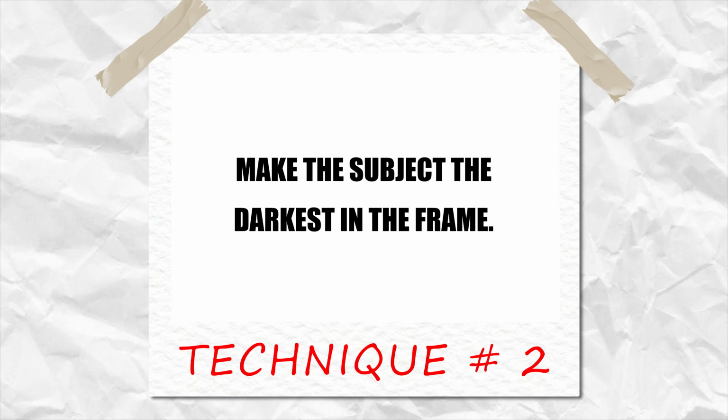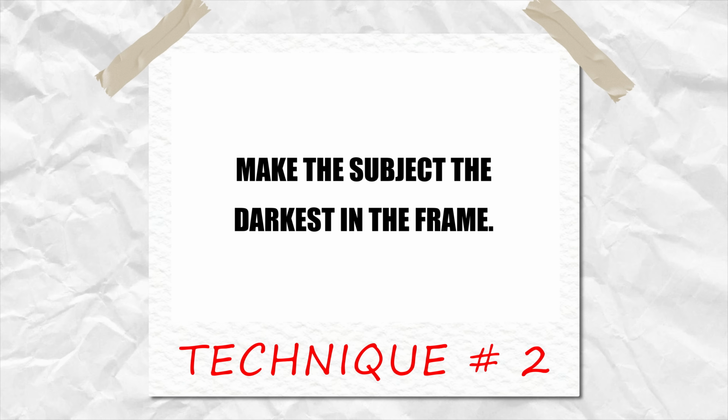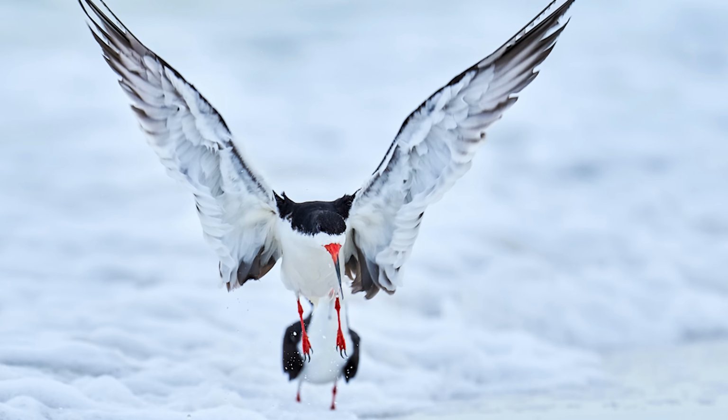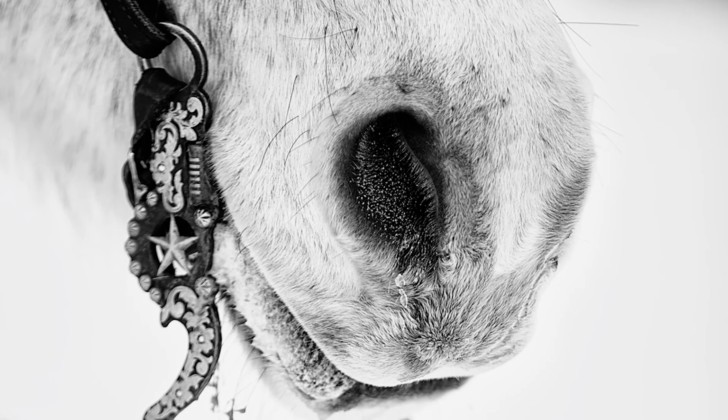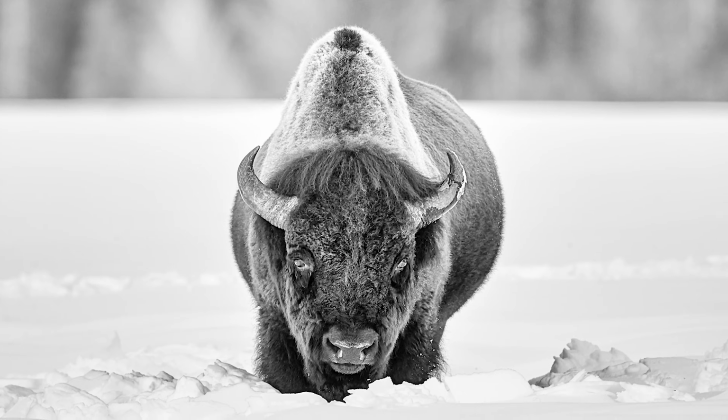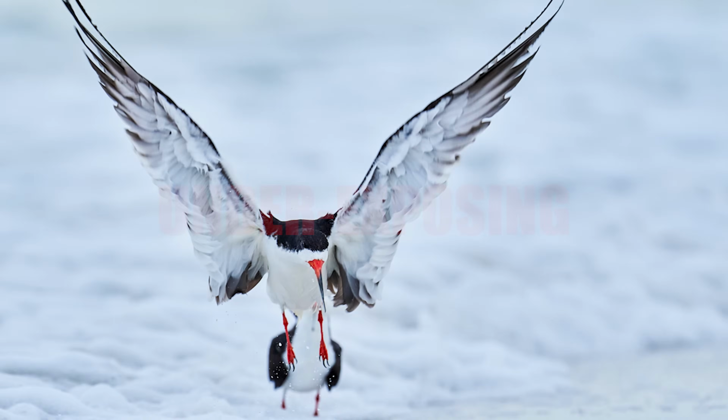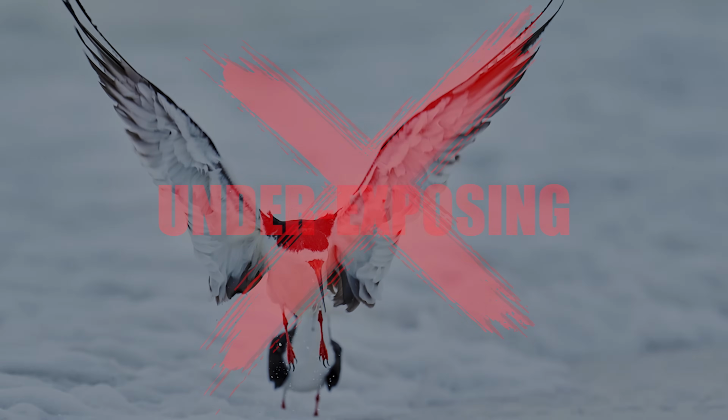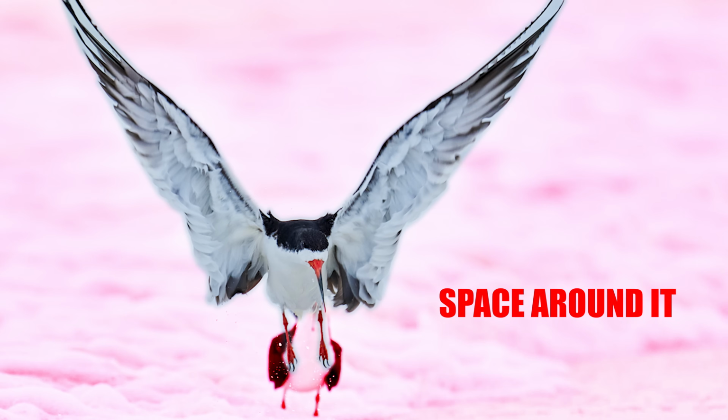Technique number 2: make the subject feel the darkest by blowing out the background. The second way I use zebras is the complete opposite of the first, but it's as intentional as the first one. Here are some examples. This time I want my subject to feel darker, not by underexposing it, but by overexposing the space around it.